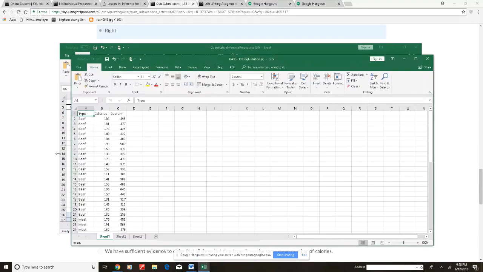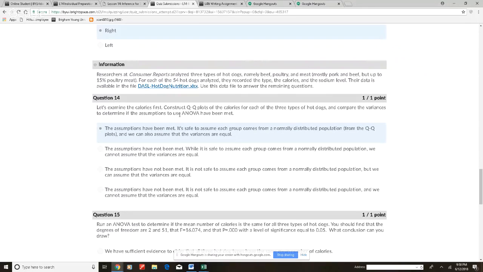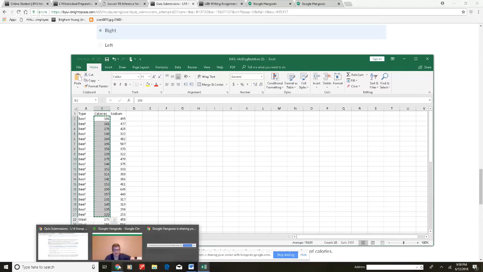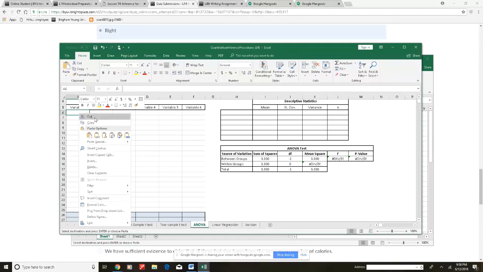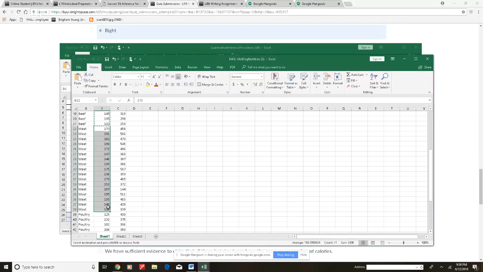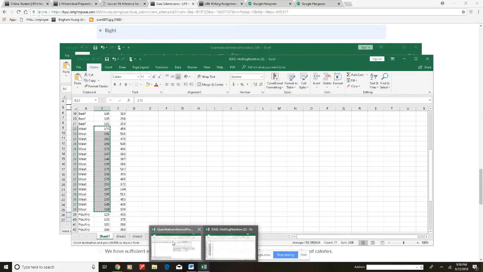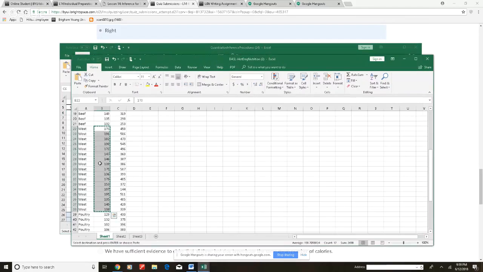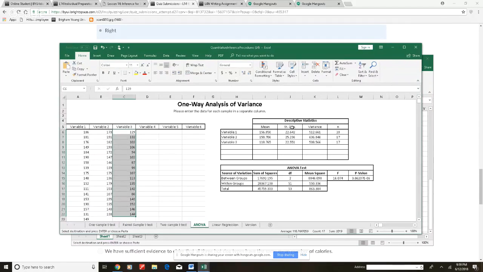Okay, so if I go here, first we're gonna examine the calories first. So we're gonna do calories first. I go here and then copy, and then go here, paste. B will be meat, copy, here. And then the third one would be, oh shoot, poultry. Copy, paste. Voila, there you have it.